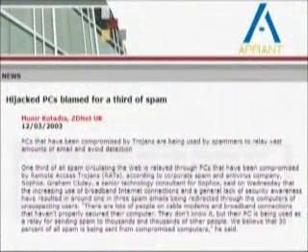Later that same year, hijacked PCs blamed for a third of spam. PCs that have been compromised by Trojans are being used by spammers to relay vast amounts of email and avoid detection. One third of all spam circulating the web is relayed through PCs that have been compromised by remote access Trojans.